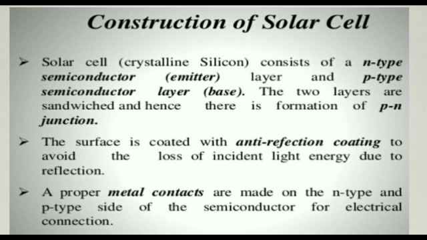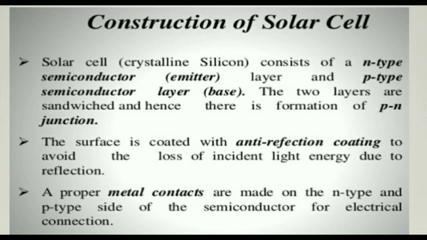Now the surface of the cell is coated with an anti-reflection coating to avoid the loss of incident light energy due to reflection. Okay, because without light we can't produce electric current, that's why.